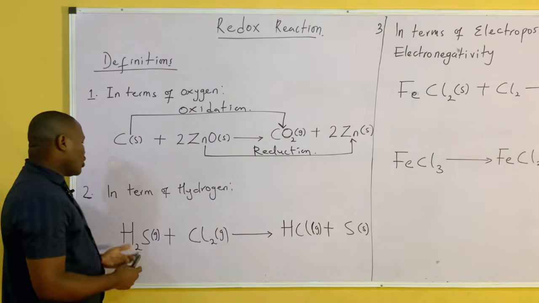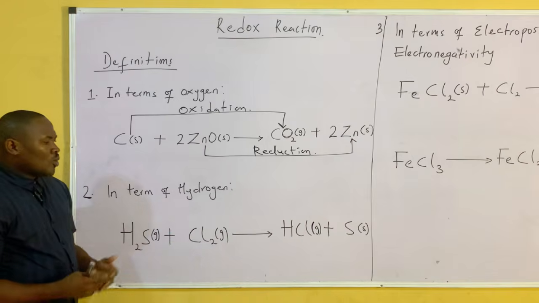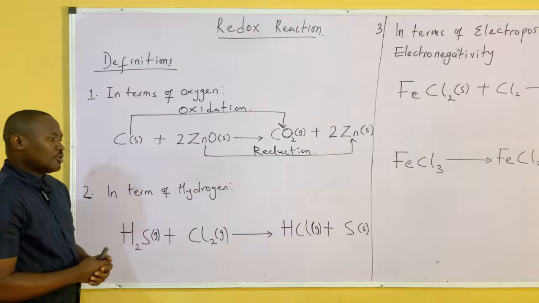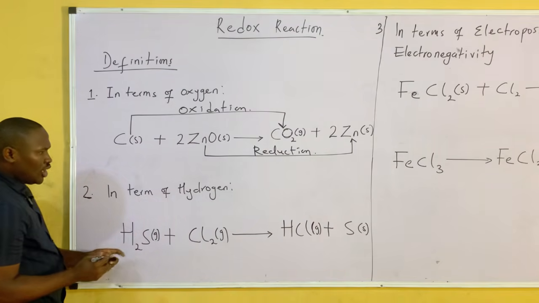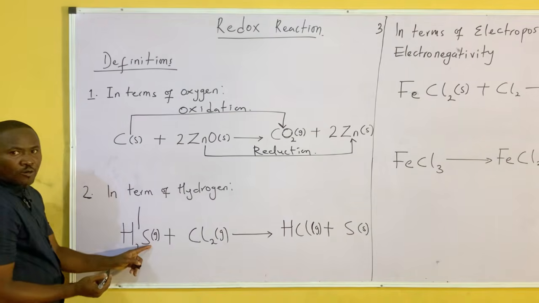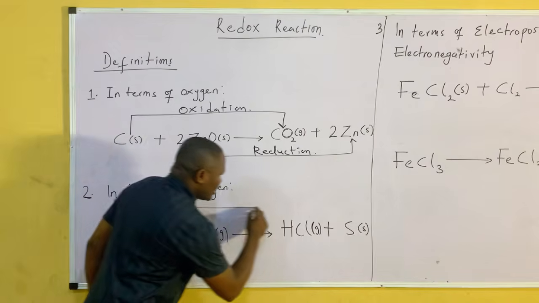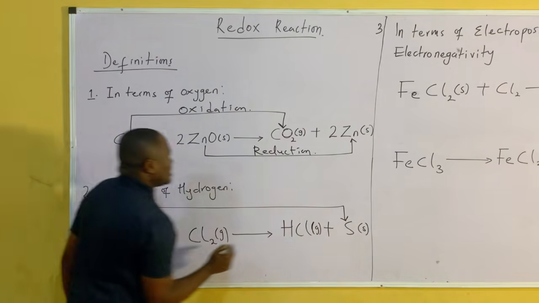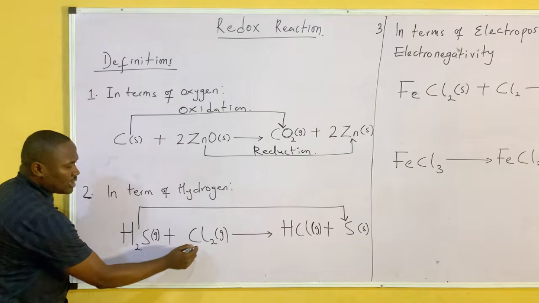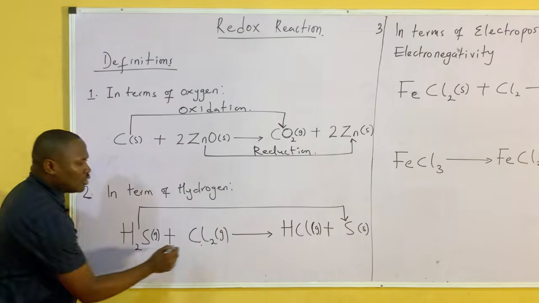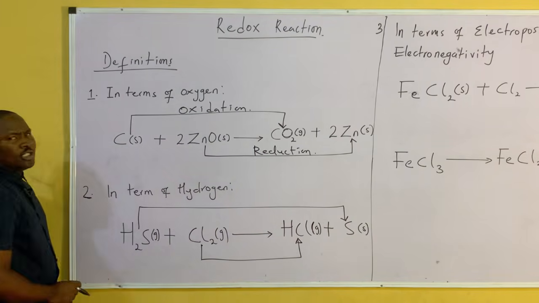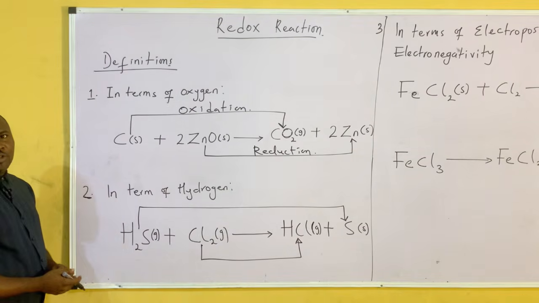Now let's look at number 2, in terms of hydrogen. What is oxidation in terms of hydrogen? And what is reduction in terms of hydrogen? Now look at this here. If you look at this from here, you see hydrogen and sulfur together. If you take it here, sulfur is now existing alone. While if you look at this place, chlorine was just alone, and now chlorine has hydrogen added. So now, what is oxidation?